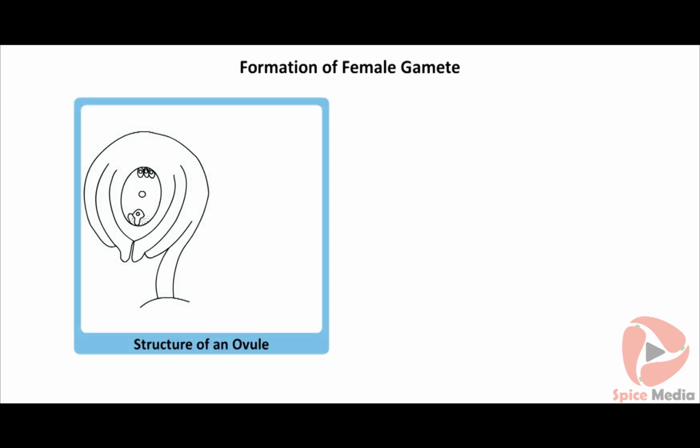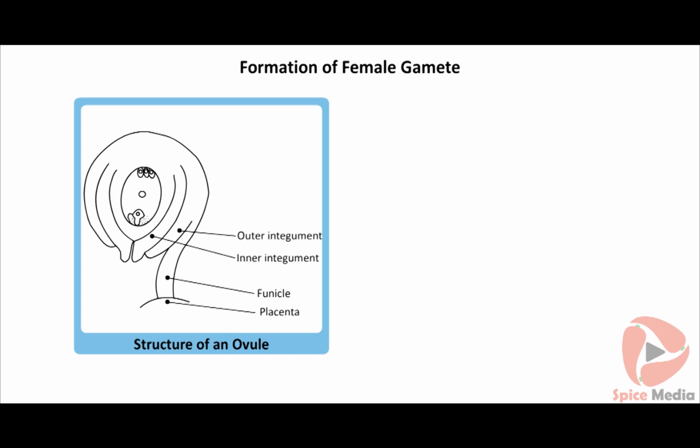Egg is the female gamete that is present inside the embryo sac of an ovule. Let us discuss how the female gamete is produced from the tissue of an ovule. Ovule is attached to the placenta of the ovary by means of a stalk called funicle. Ovule is covered by 2 integuments, the outer and inner.